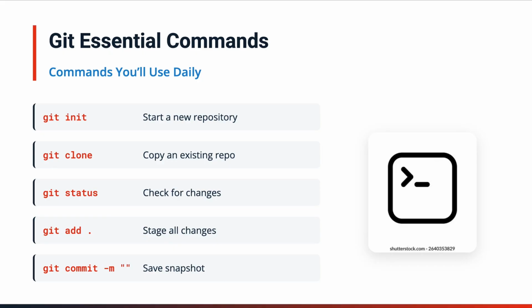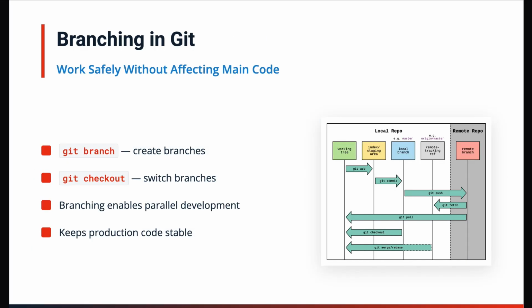A commit message should explain what you changed and why. This helps when you and your team review the changes later. Mastering these basic commands is the first milestone to becoming comfortable with GitHub. Let's talk about branches.